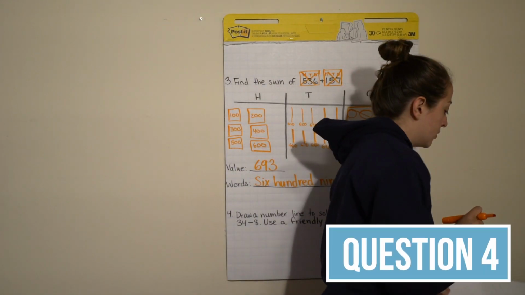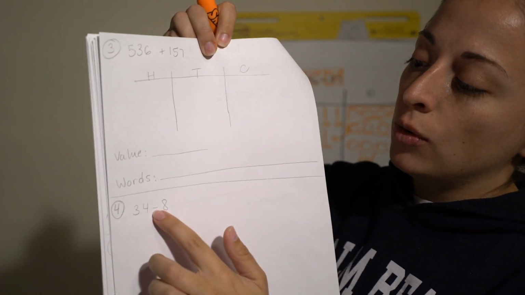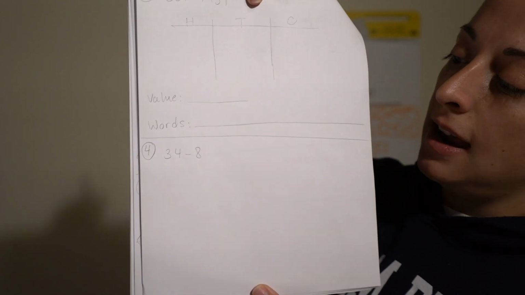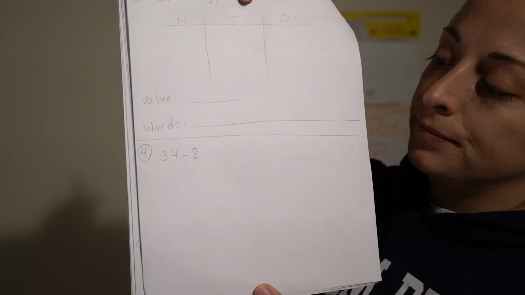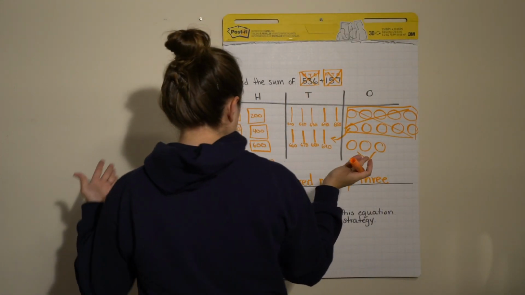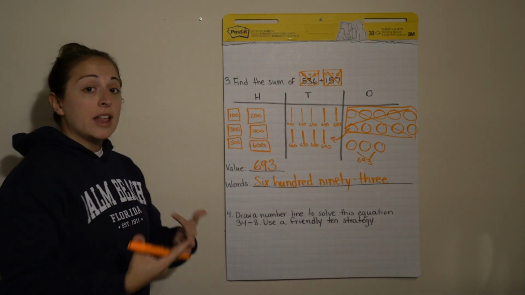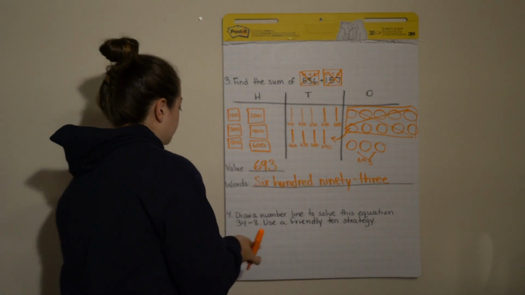Okay, let's go on to our last question. So you're writing 34 minus 8. 34 minus 8. It says, draw a number line to solve this equation, 34 minus 8. Use a friendly 10 strategy.